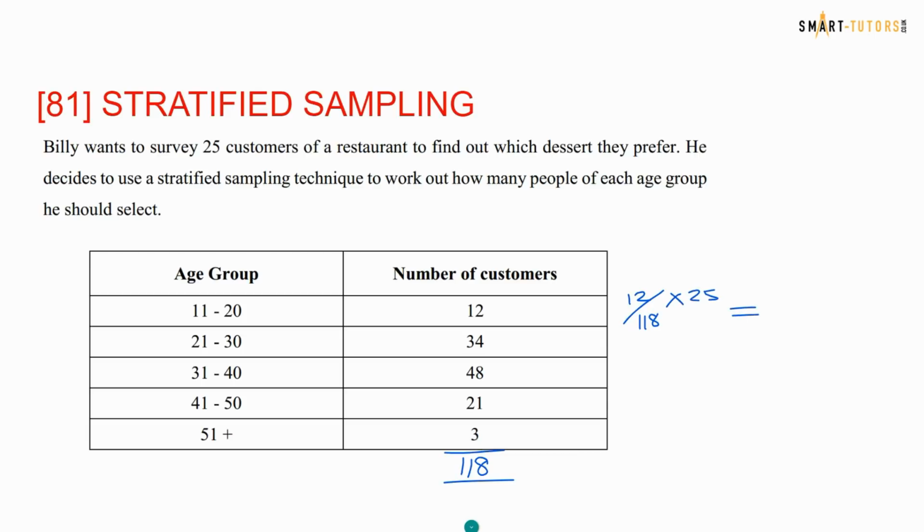Then 34 divided by 118 times 25, which is the sample size, what would be the answer? Then likewise, you keep on doing the same thing: 48 divided by 118 times 25, that is the answer. 21 divided by 118 times 25, and that is the answer. And 3 over 118 times 25, and that is the answer. If you have the option to round up or round down, make sure that all the numbers add up to 25. This is how to do the stratified sampling.